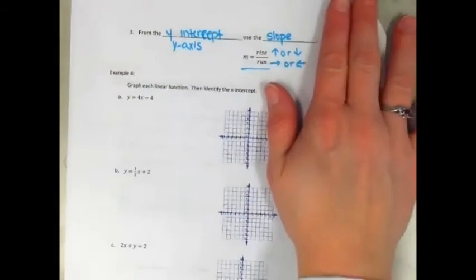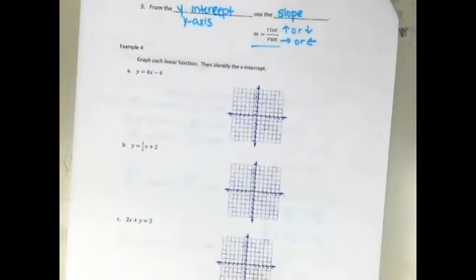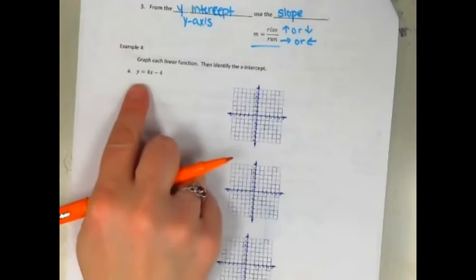Now, example 4 says graph each linear function, then identify the x-intercept. Okay, so we have a couple things we have to do here, right? Now I'm going to show you 2 ways to find the x-intercept. Okay, so the first thing is, let's go ahead and graph this. Are we in slope-intercept form? Am I in slope-intercept form?